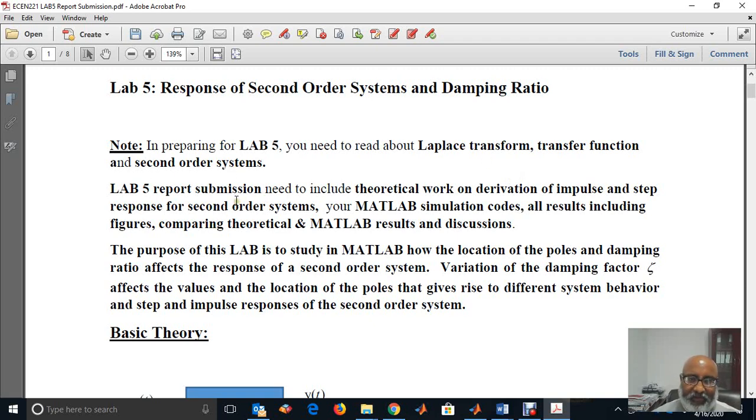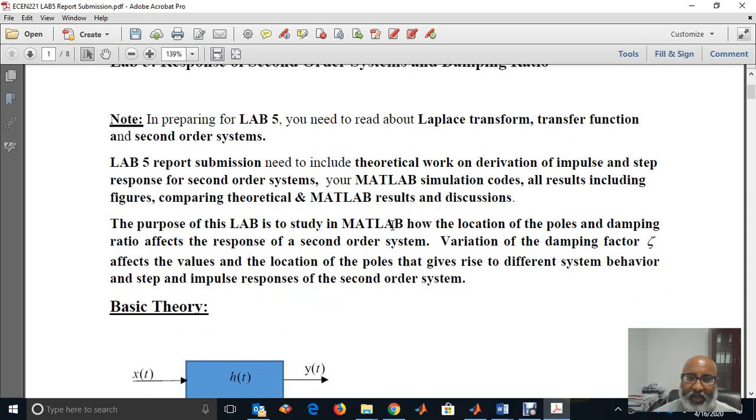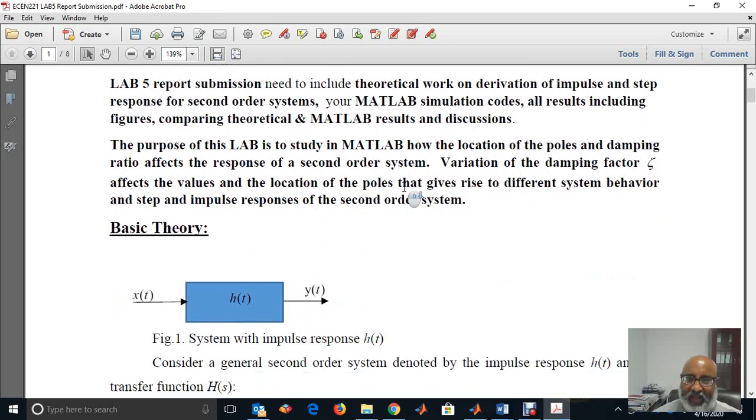The Lab 5 report submission needs to include the theoretical work on the derivation of impulse and step response for second-order systems, your MATLAB simulation codes, all results including figures, comparing theoretical results and MATLAB results, and discussions as usual. The purpose of this lab is to study in MATLAB how the location of the poles and the damping ratio affects the response of a second-order system.